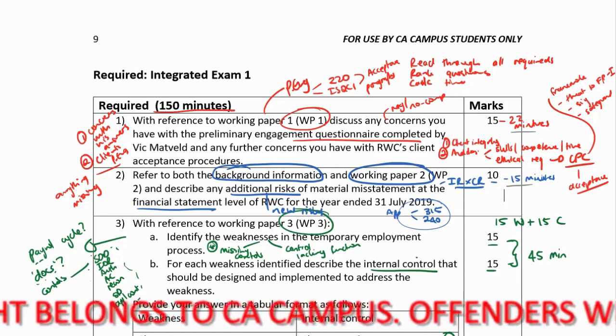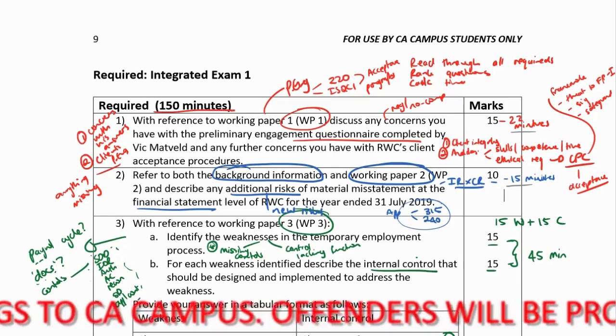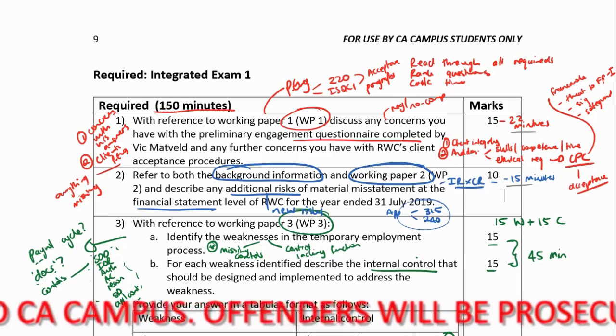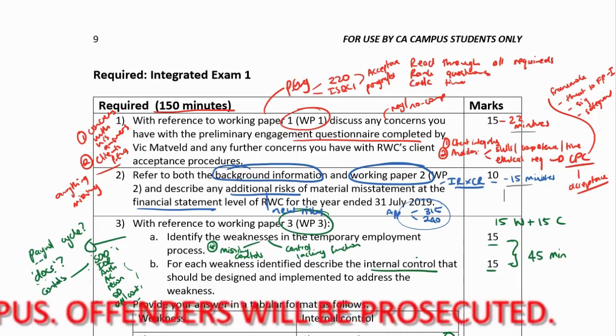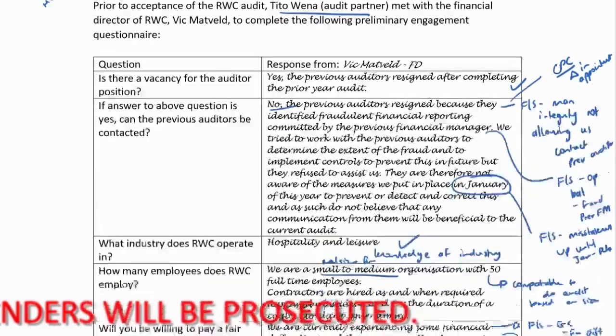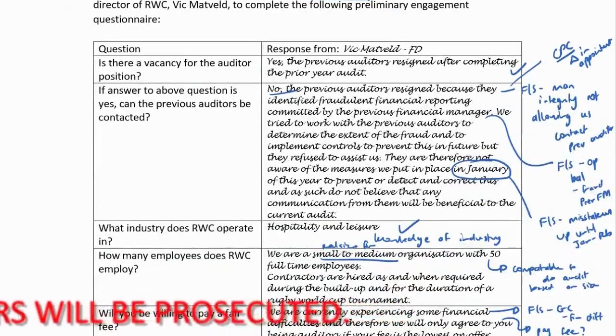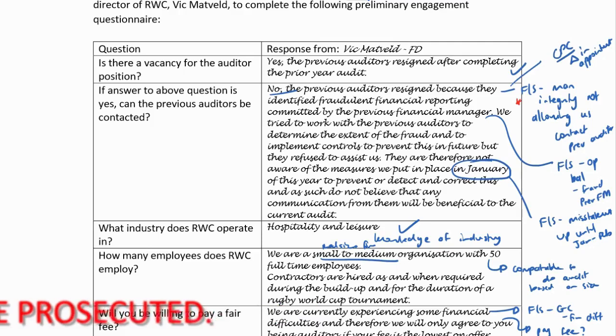Once I've done that, I'll then come back to this analysis and see if there's anything I'm missing that I can now go back into the questionnaire and make sure I have considered. So I come to my questionnaire, and the first thing I've got here is management integrity, because they are not allowing the auditors access to the previous auditors. Okay, and that, guys, is also addressed in my CPC.